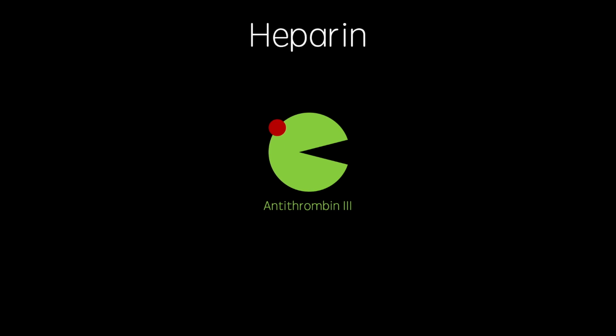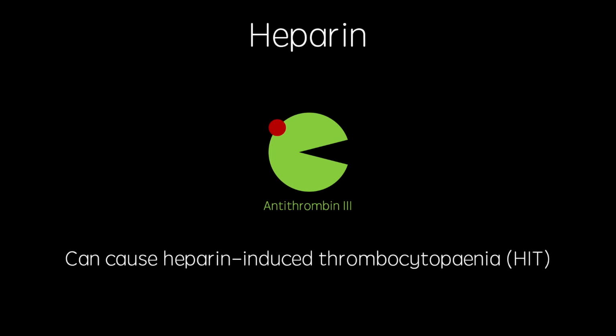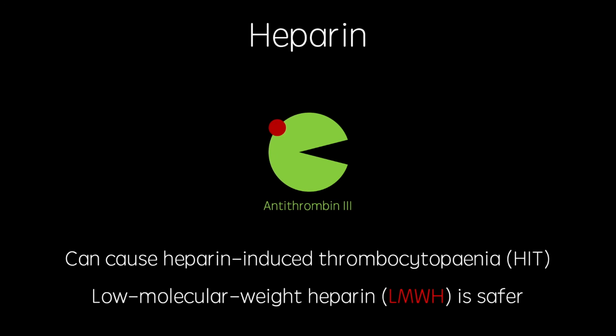As discussed, all of these factors, and in particular thrombin, play a key role in the coagulation cascade, and their inactivation will therefore significantly decrease the rate at which the coagulation cascade will occur. However, the drug has been shown to induce an antibody-mediated immune response against platelets, which can cause heparin-induced thrombocytopenia, or HIT. For this reason, low molecular weight heparin, or LMWH, has been developed, which has greatly reduced the incidence of HIT due to its smaller size, rendering it less able to evoke an antibody response.